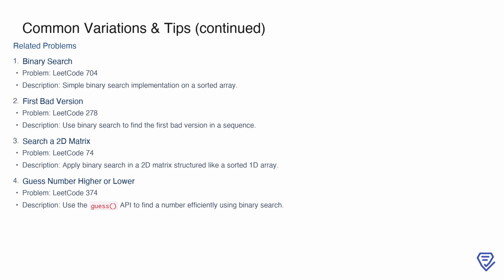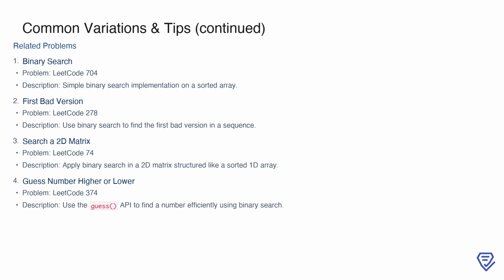For example, LeetCode 704 focuses on implementing a simple binary search on a sorted array. This is a great place to practice the fundamentals. Another related problem is LeetCode 278, first bad version, where you use binary search to efficiently locate the first bad version in a sequence. If you want to go a step further, LeetCode 74, search a 2D matrix, applies binary search in a slightly more complex scenario, treating a 2D matrix as if it were a flattened sorted array.